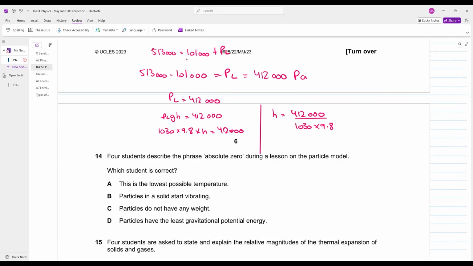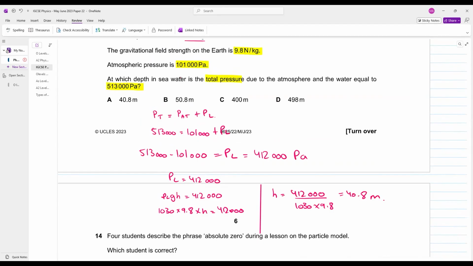1030 into 9.8. Your height h comes out to be 40.8 meters. The answer to 13 is A. Let's move ahead, beta.